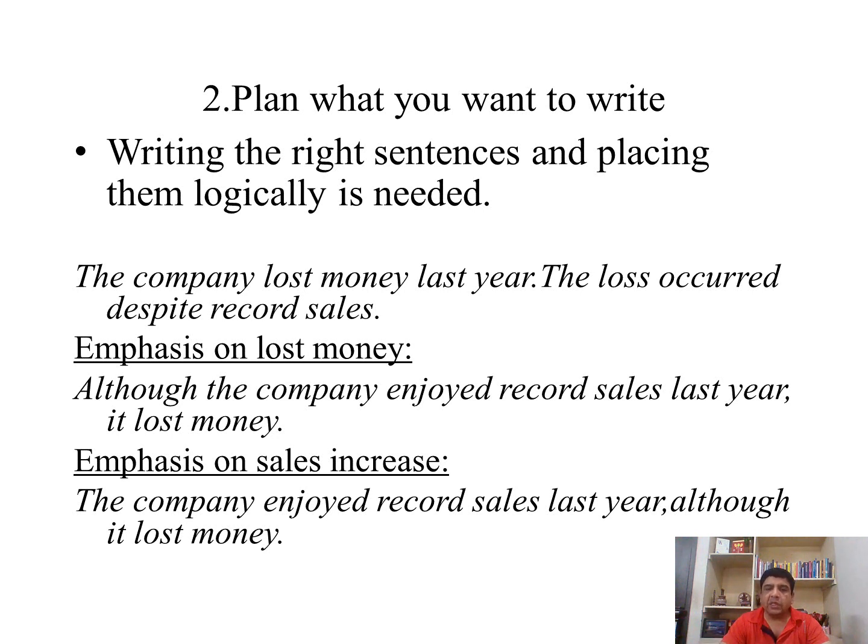On the other hand, if we say the company enjoyed record sales last year, although it lost money, the record sales is now the primary thing. It is the more important subject in the sentence. So just by putting two different fragments or two different parts of a sentence at different places, we change what we need to emphasize in a given sentence.